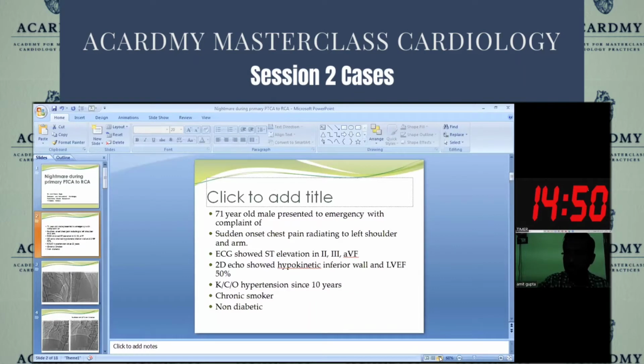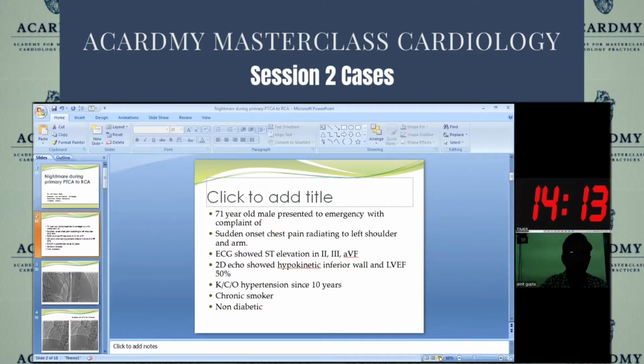So now I'm going to present my case, the problems I have felt during the primary angioplasty of the RCA. It was a 71-year-old male who presented to the emergency with a complaint of sudden onset chest pain radiating to the left shoulder. ECG is suggestive of ST elevation in 3 and aVF, and by ECG we can predict that the culprit artery will be the RCA. The 2D echo also shows a hypokinetic inferior wall, and the patient was a known case of hypertension with a history of being a chronic smoker. So we did the angiogram.